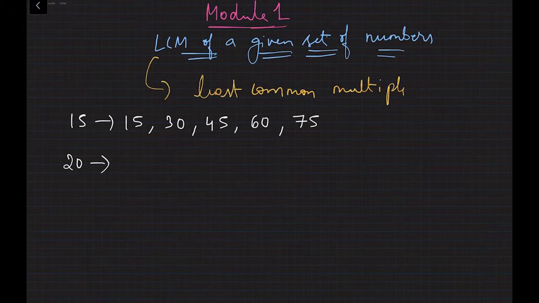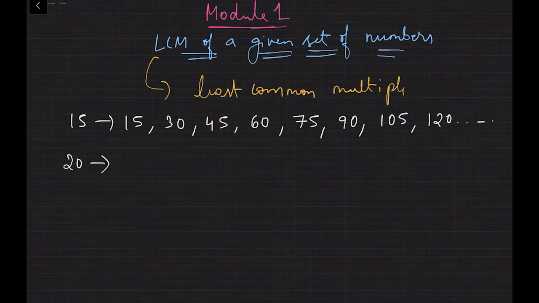Then 75, 90, 105, 120 and so on, because 120 can be written as 15 into 8, 105 can be written as 15 into 7, 90 can be written as 15 into 6, and 75 can be written as 15 into 5. You can continue in this way.